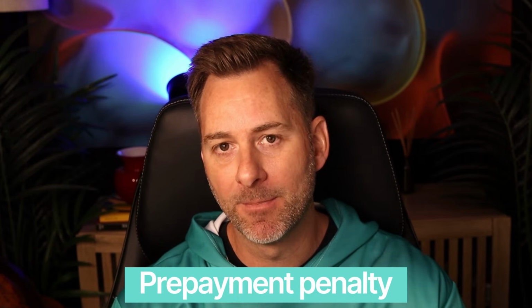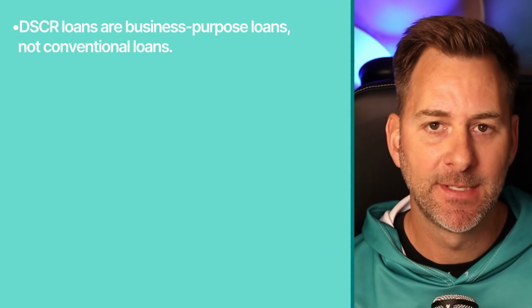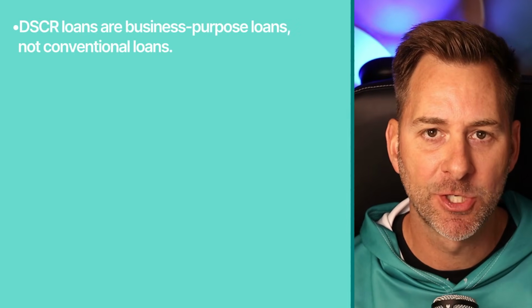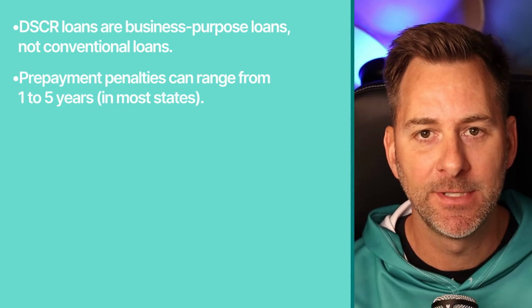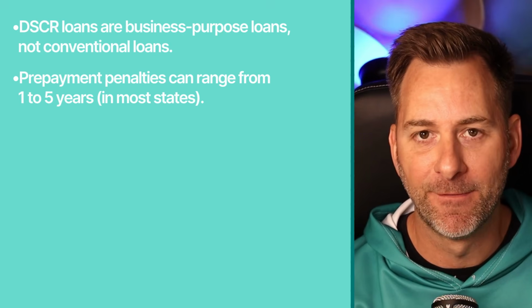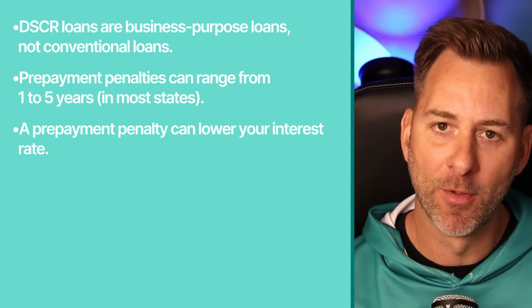Well, here's the lever. If you utilize it correctly and it makes sense for your particular property, you can take advantage of a prepayment penalty on this particular loan. So here's how it works. Because this is a business purpose loan and not conventional, you have the ability in most states to utilize a prepayment penalty from 1 year all the way up to 5 years, which will further pull the lever down on your all-in interest rate.